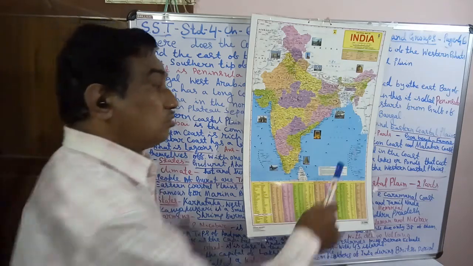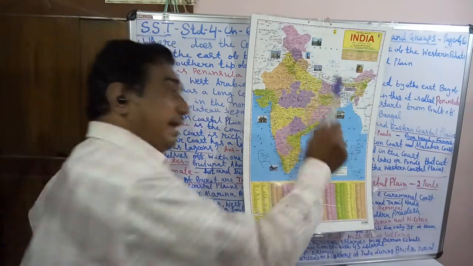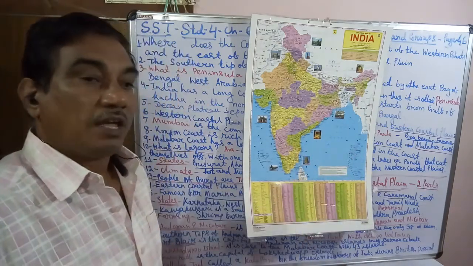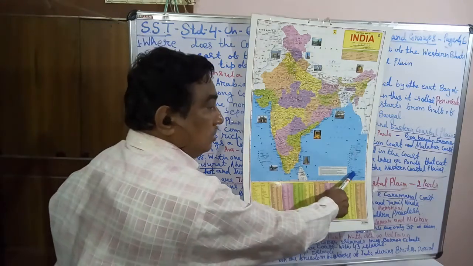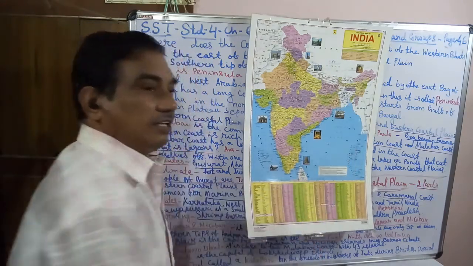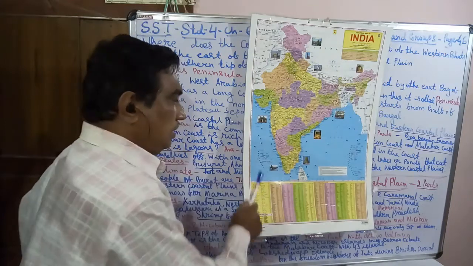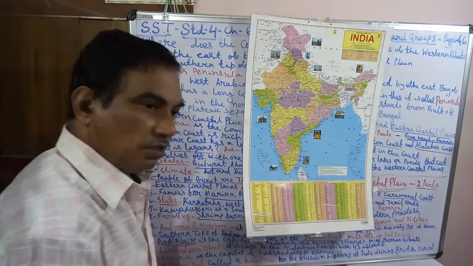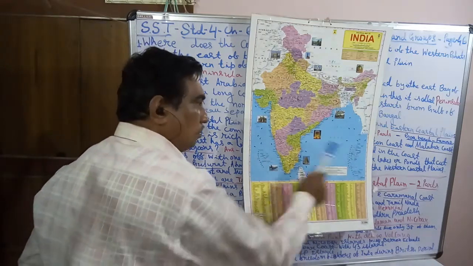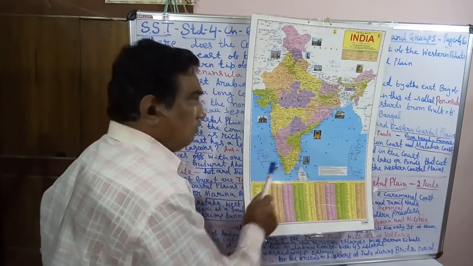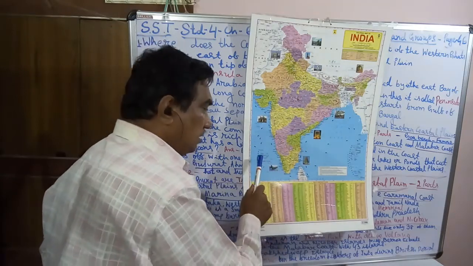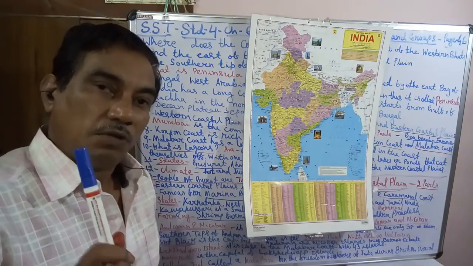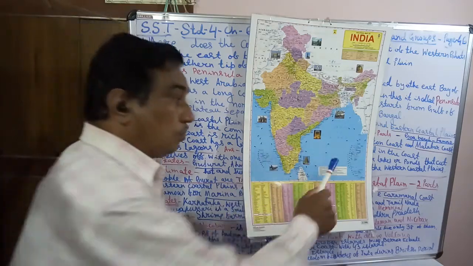Okay. It also has active volcanoes. Barren lands are there. Active volcanoes are there. And Port Blair is the capital of Andaman and Nicobar. It is a union territory. Lakshadweep is also a union territory. These two are union territories, not states. But Goa is a small state in India. But Lakshadweep and Andaman and Nicobar are union territories. Okay. And Port Blair is the capital of Andaman and Nicobar.